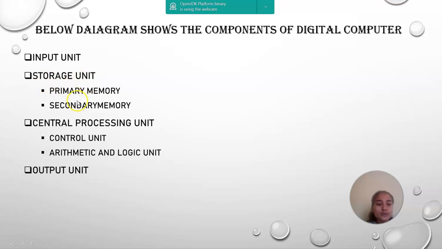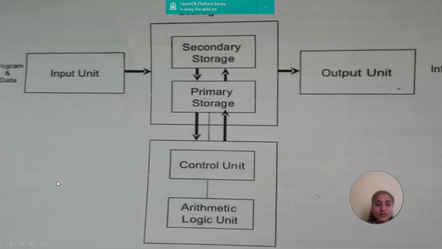In storage unit, there are two types: primary memory and secondary memory. Central processing unit. In central processing unit, there are two types: control unit and arithmetical and logical unit. Lastly, output unit. This is the block diagram.